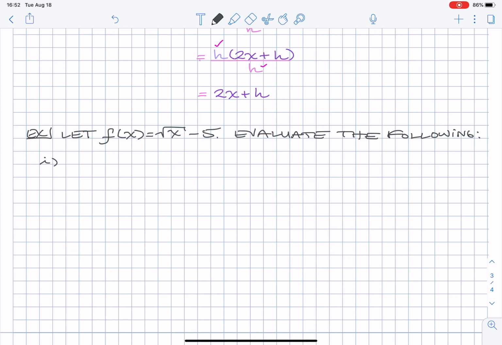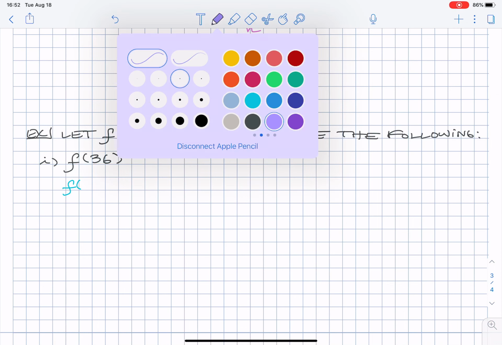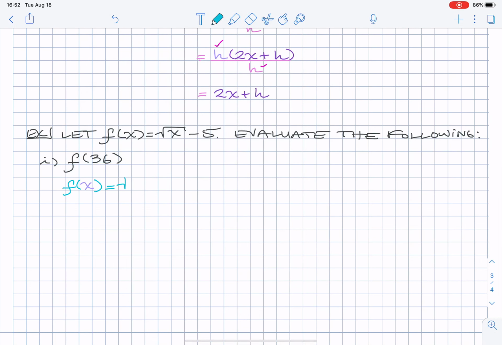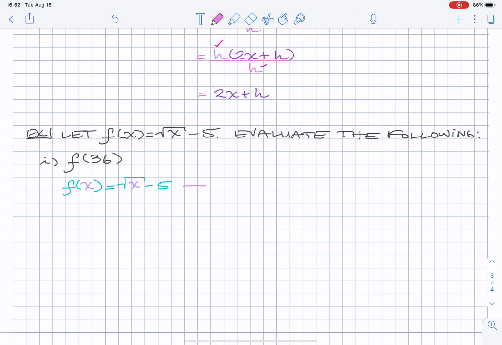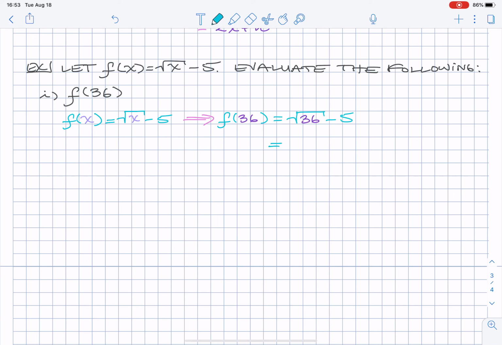So number 1, let's evaluate f at 36, say. So I know that f at x is going to be the square root of x, from which I'm subtracting 5. So what this means is that f of 36 means wherever I see an x in the original function, I'm now replacing it with 36. So the square root of 36 minus 5. So that's going to be 6 minus 5, which is 1. So f of 36, the value for y, when x is 36, is 1.